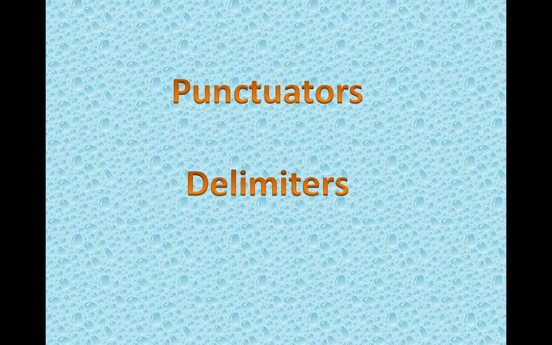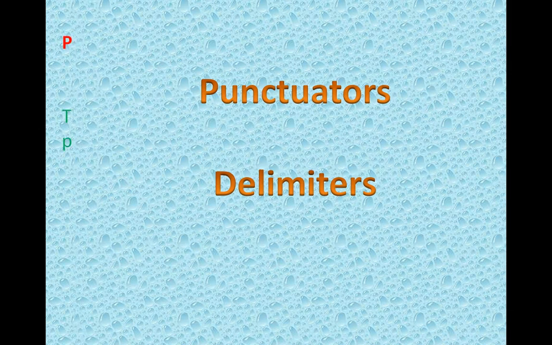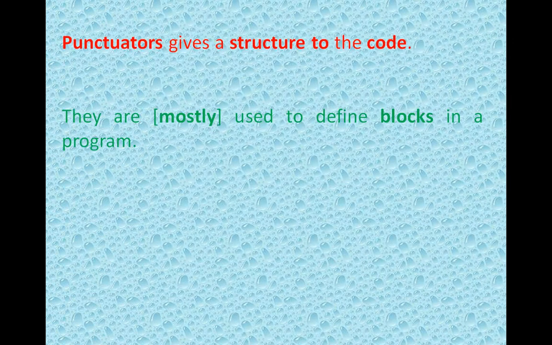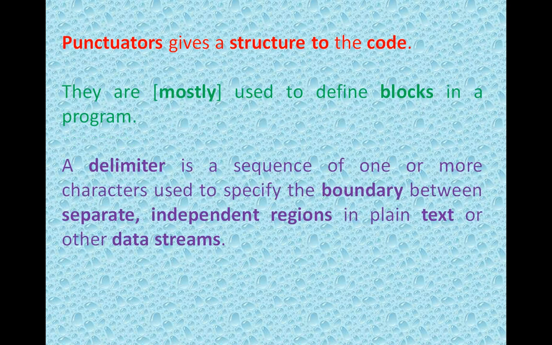Punctuators are also known as delimiters in Python language. What are punctuators? Punctuators give structure to the code. They are mostly used to define blocks in a program. When you are programming, you define a lot of blocks, and to define those blocks, you use punctuators. A delimiter is a sequence of one or more characters used to specify the boundary between separate, independent regions in plain text or other data streams.